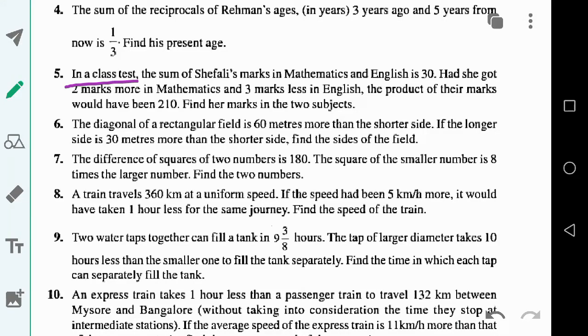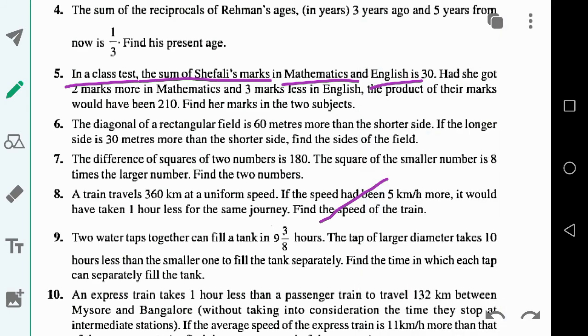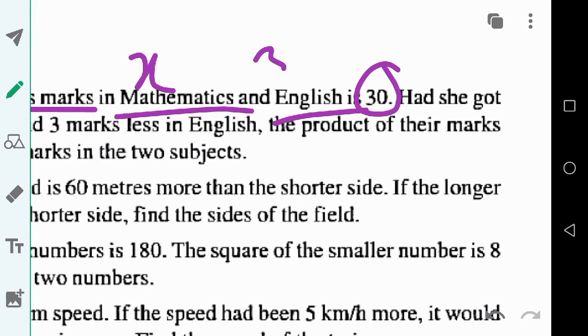In a class test, the sum of Saifali's marks in mathematics and English is 30. So the sum of her marks in English and mathematics is 30. If we consider her marks in mathematics as x, then in English it must be 30 minus x. So her marks in English are 30 minus x.